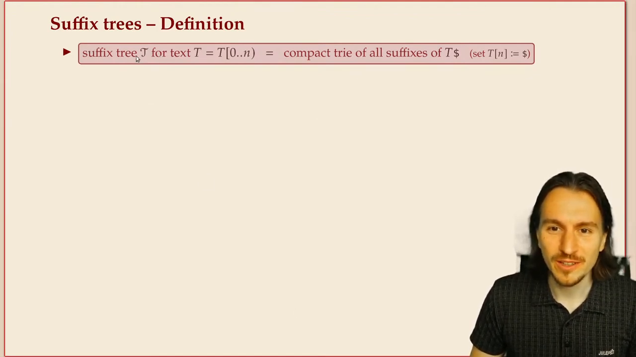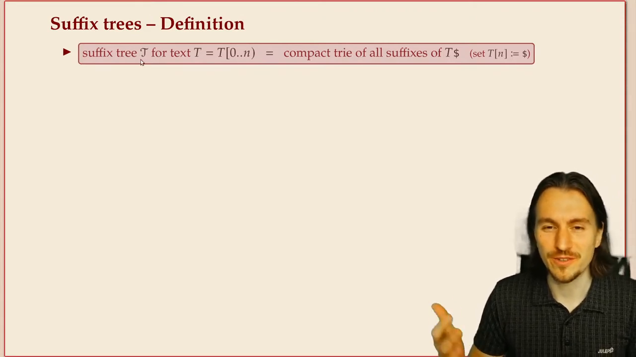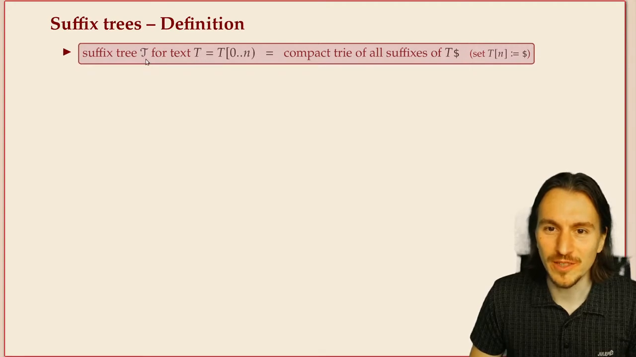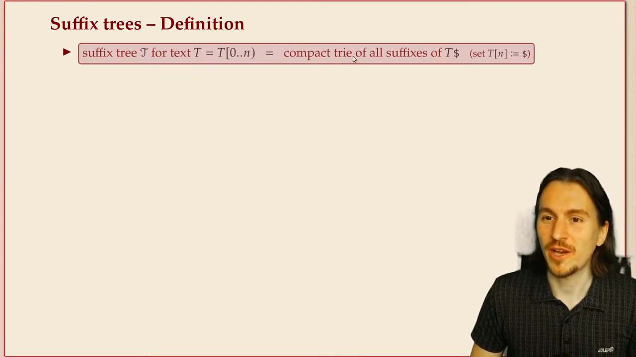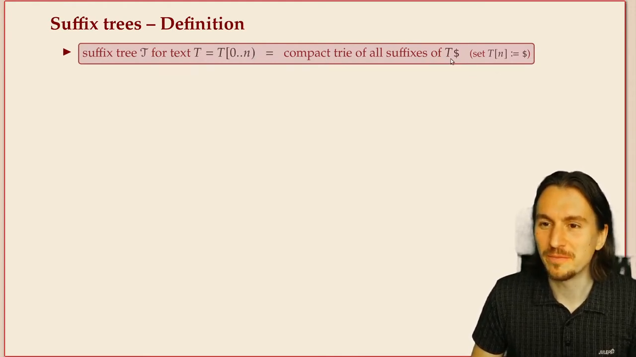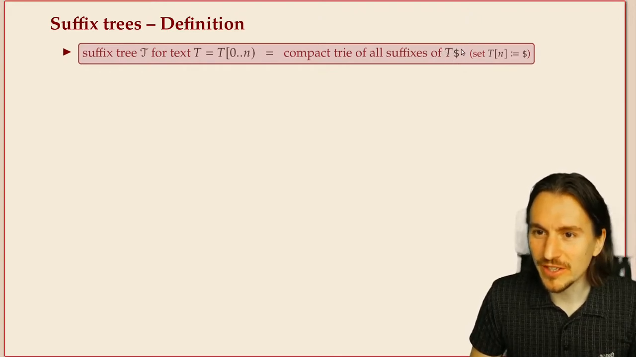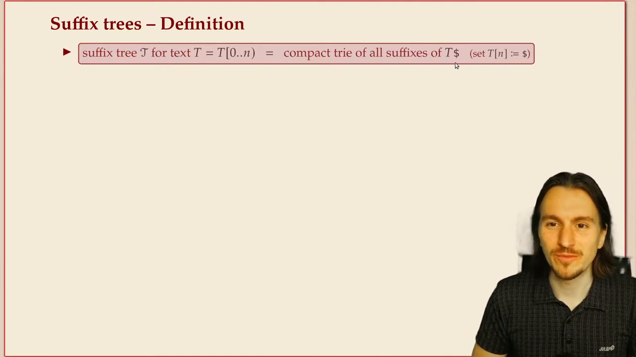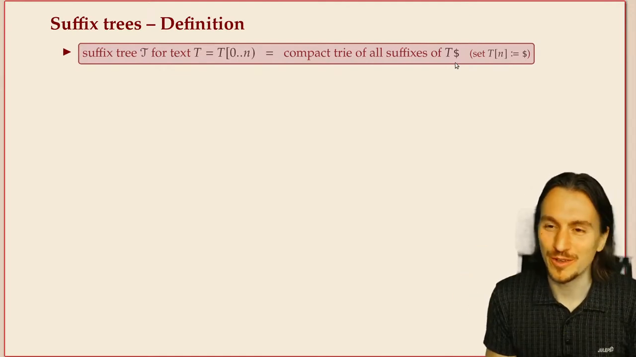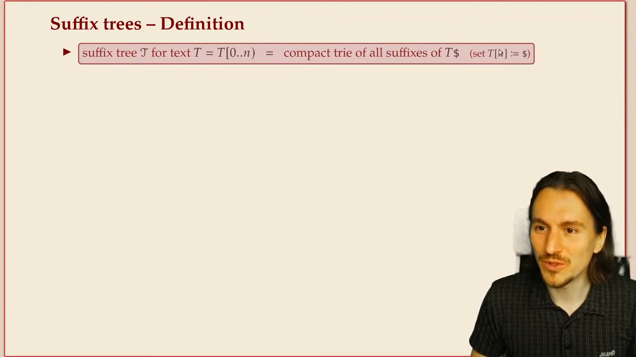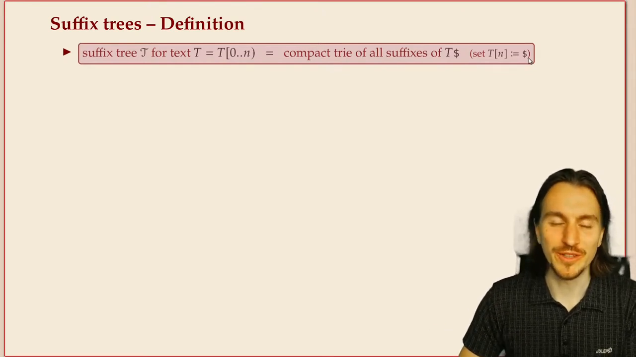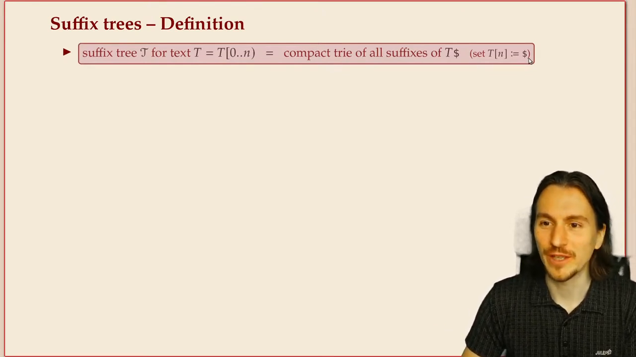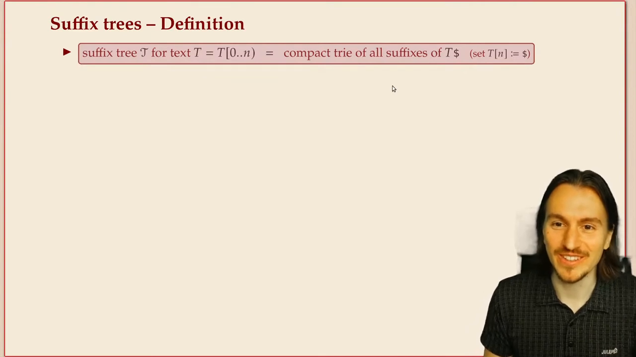A suffix tree, I use this calligraphic T to denote the tree, just to make it distinguishable from the text, the normal T. The suffix tree for a text is the compact trie of all the suffixes of T. And we append this dollar sign again so that all the suffixes are prefix free, that no suffix of T is a prefix of another suffix. So we will always assume that this nth character of T is set to dollar, and the dollar sign again is some symbol that is not in our alphabet, an artificial end of file character if you want. Nice and simple, right? Very easy in a sense to define.